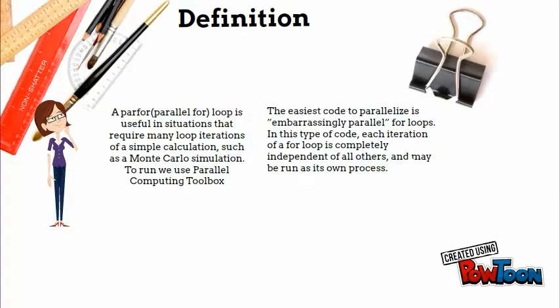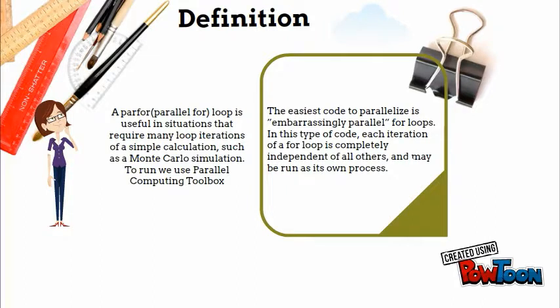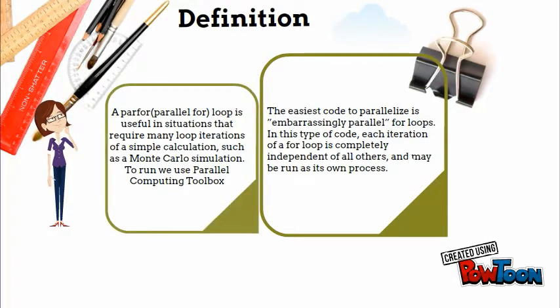The easiest code to parallelize is embarrassingly parallel for loops. In this type of code, each iteration of a for loop is completely independent of all others, and may be run as its own process. A Parfor parallel for loop is useful in situations that require many loop iterations of a simple calculation.